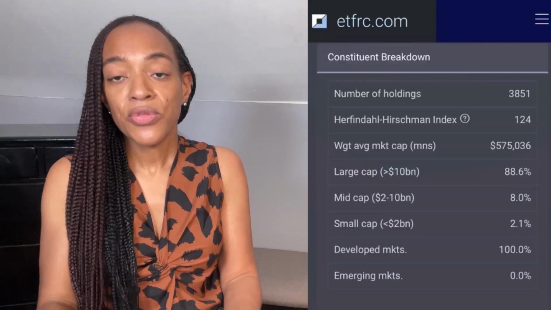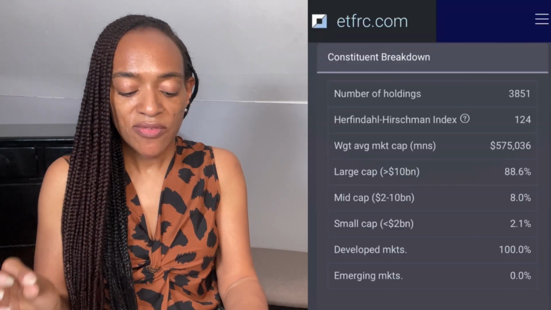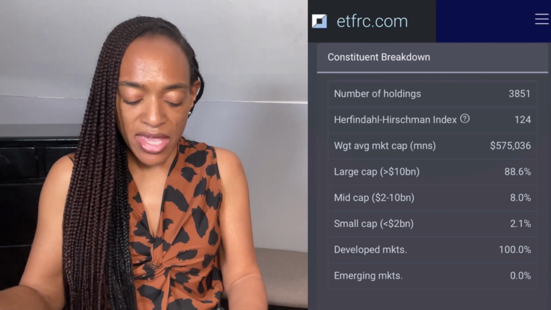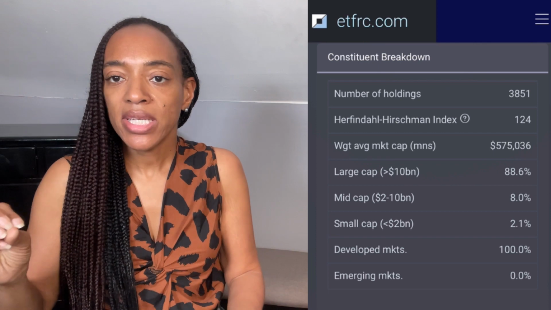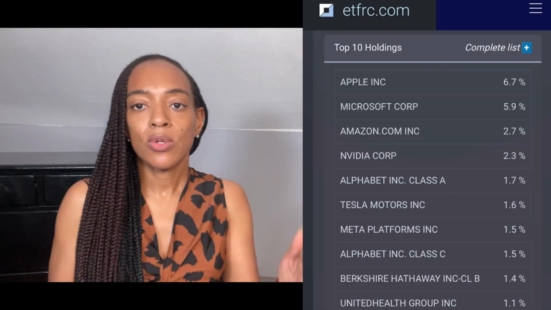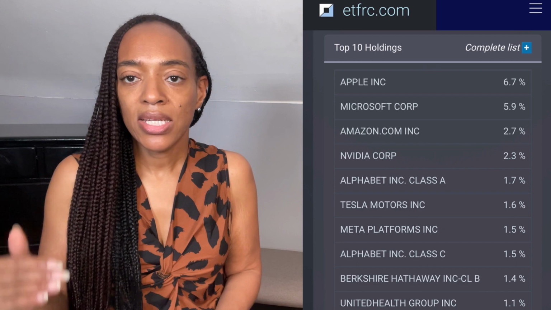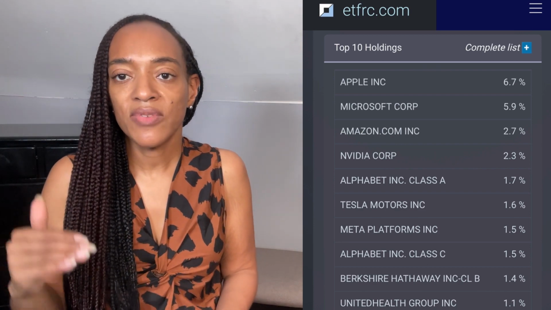So, VTI is a basket of stocks. It is a managed fund. It is comprised of 3,851 holdings, and the holdings are weighted by market cap, and that's how you can determine how much exposure you're going to have to the individual stocks within the portfolio. I'm going to show the top 10 holdings within VTI.